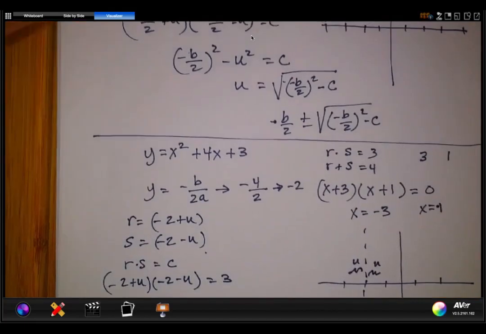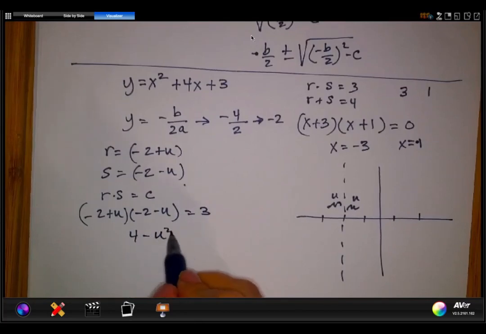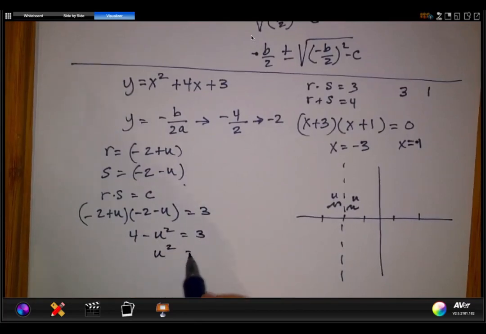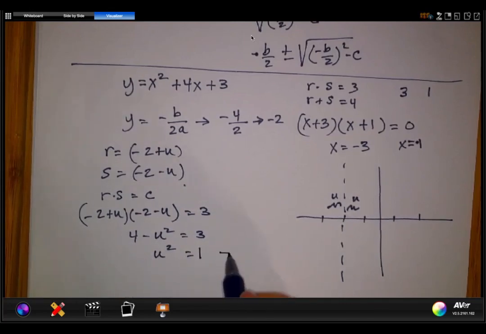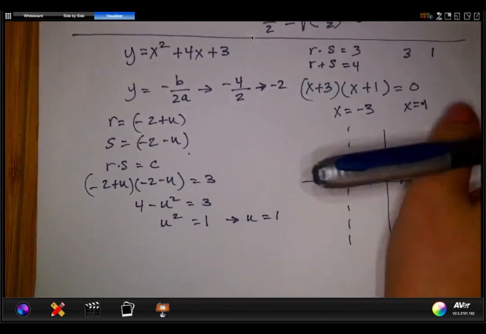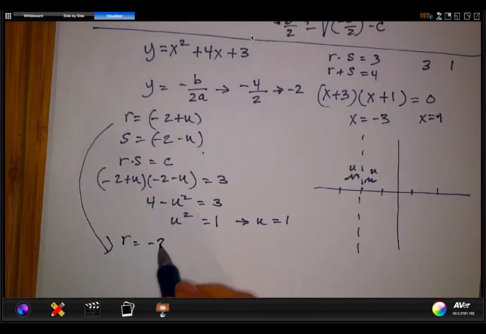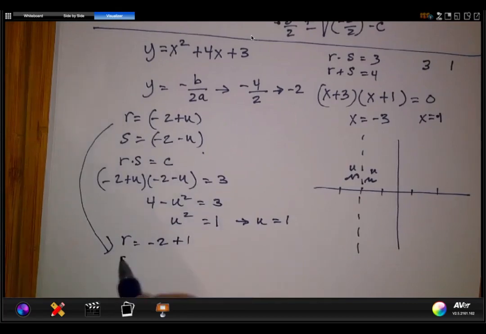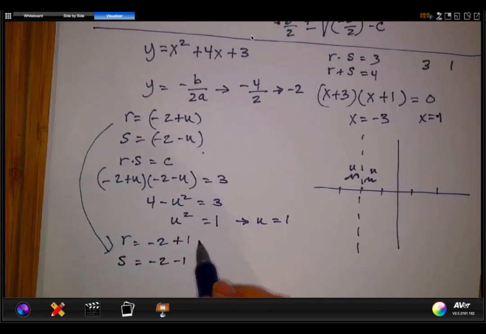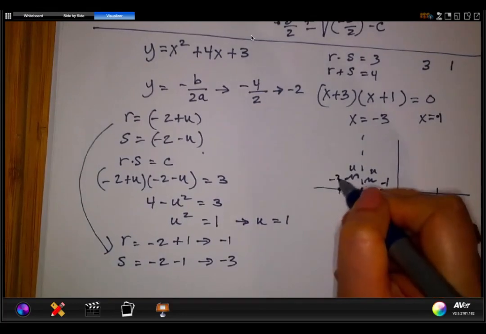We multiply this out, and we have 4 minus u squared equals 3. So u squared equals 3 minus 4, which is negative 1. The opposite of that is positive 1, so u equals 1. Going back, r equals negative 2 plus 1, which is negative 1, and s equals negative 2 minus 1, which is negative 3. So our zeros are negative 1 and negative 3.